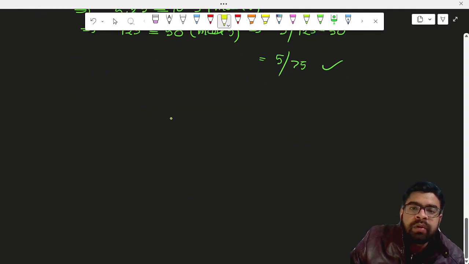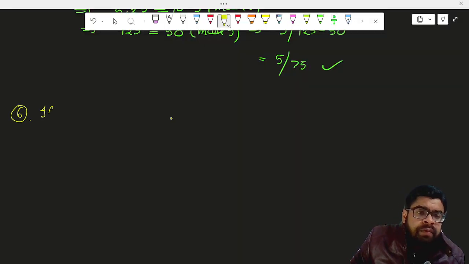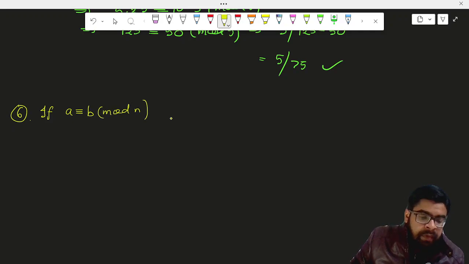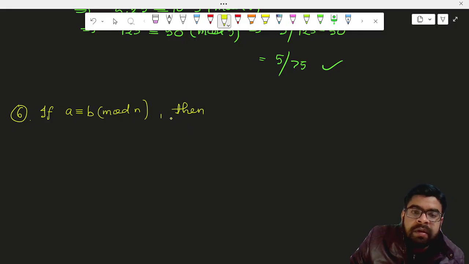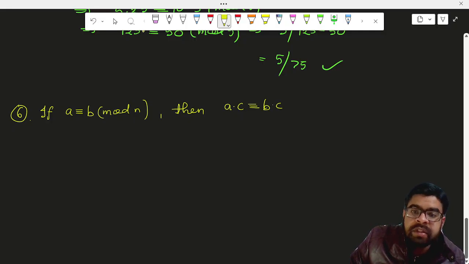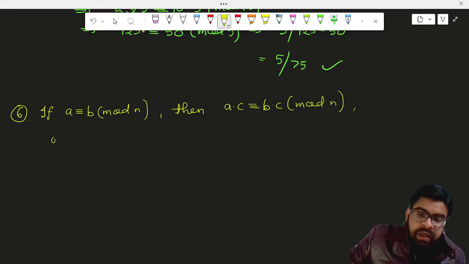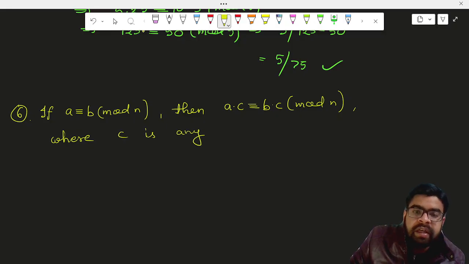Okay, write down the sixth property of congruence. Write in it, if A is congruent to B modulo n, then A times C is congruent to, or you can say here, B times C modulo n, where C is any integer.